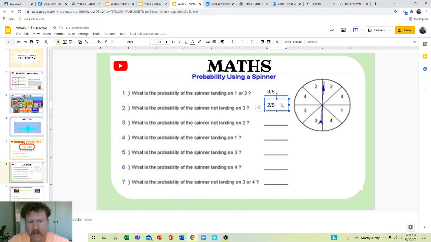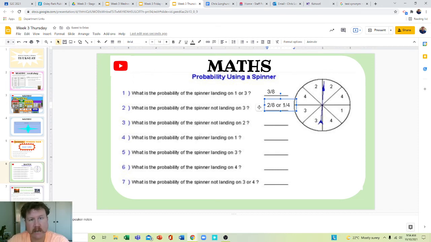But if you notice something about these numbers, you can divide 2 into both of them. How many 2s are in 2? There's 1 set of 2. How many 2s are in 8? Let's have a look. We've got 1, 2, 3, 4. So that's called simplifying the fraction.